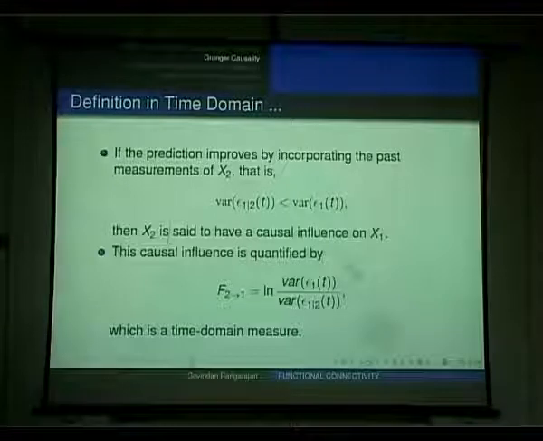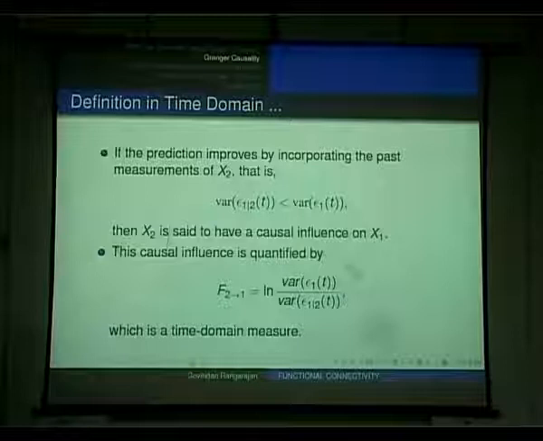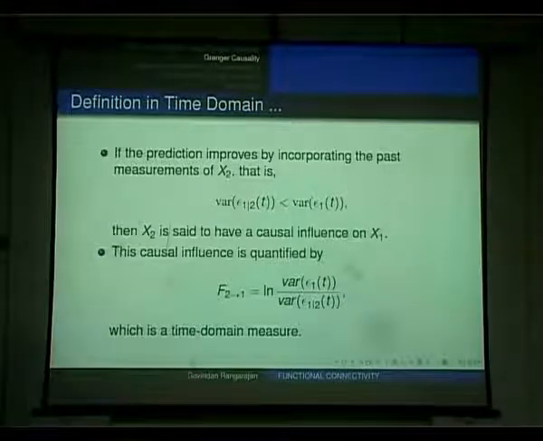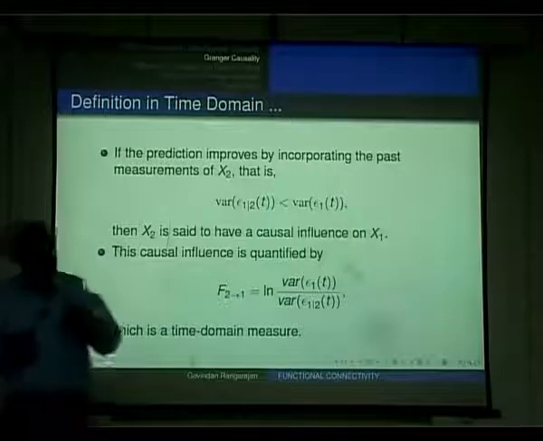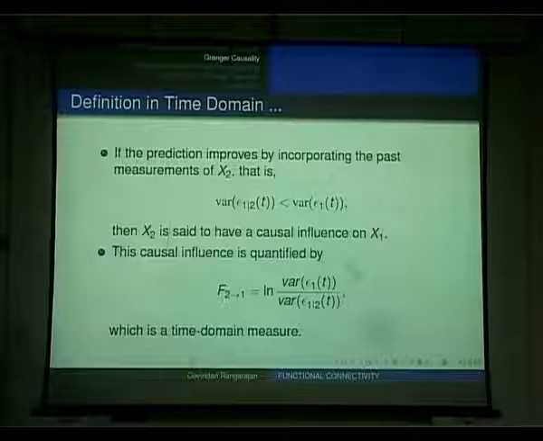Again, I'm just giving all this, but you should do all this in a statistical sense. So you have to look at statistical significance and all that. I'm not getting into those, I'm just giving you the underlying concept. So you have the quantification of causal relation from 2 to 1 using Granger causality.